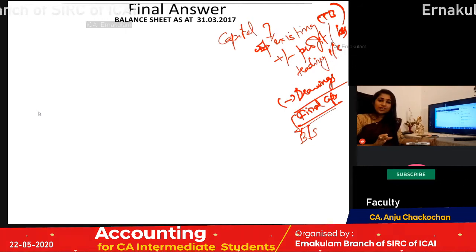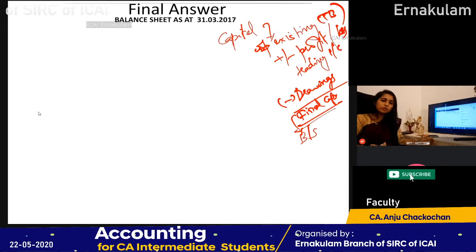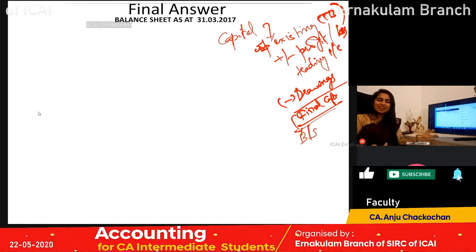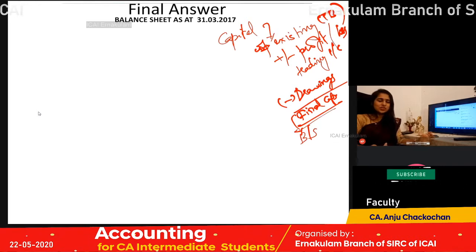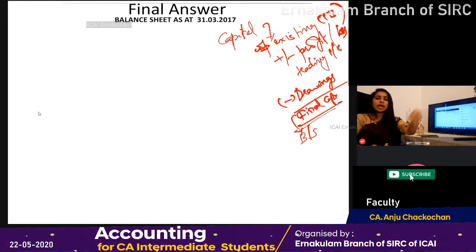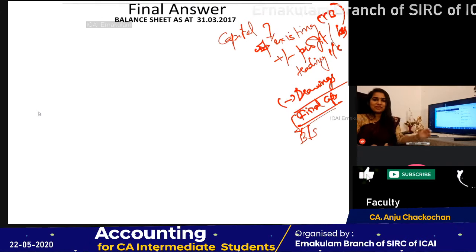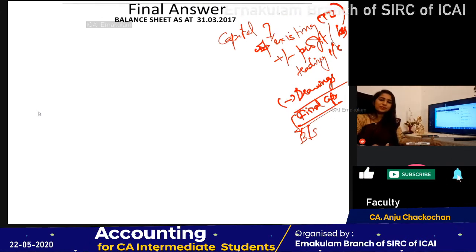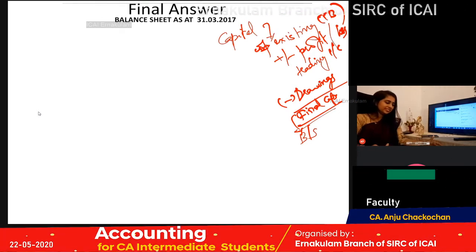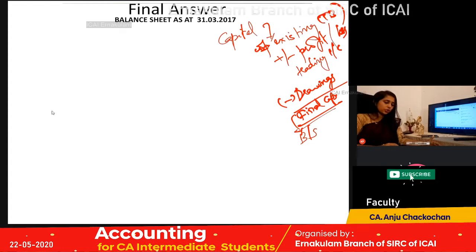And in the case of fixed assets, you will also have to reduce the depreciation. That is the only task remaining. All others are straight away there in the question. Just take it from the question and post it over here. That is the only task. Everybody, make it fast. Come up with the answers of balance sheet totals.